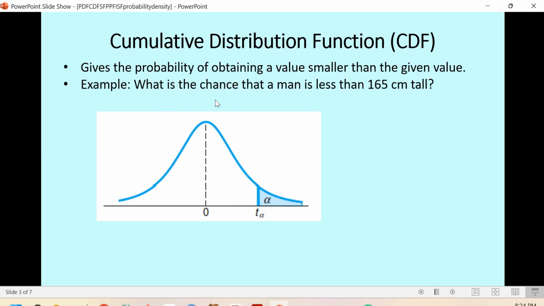So for example, what is the chance that a man is less than 165 cm tall? So this is 165 cm, and the area or the integral of this probability density curve from negative infinity to this value. So this white area is the cumulative probability, or this is the probability that a man is less than 165 cm, because this is 165 cm.